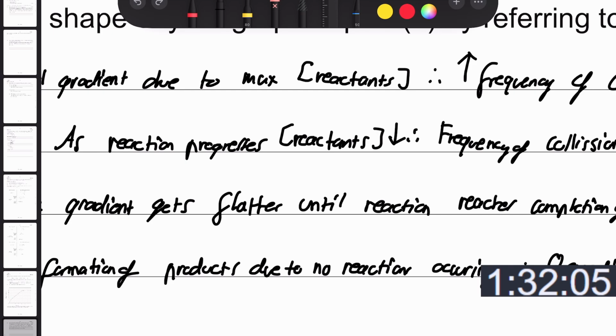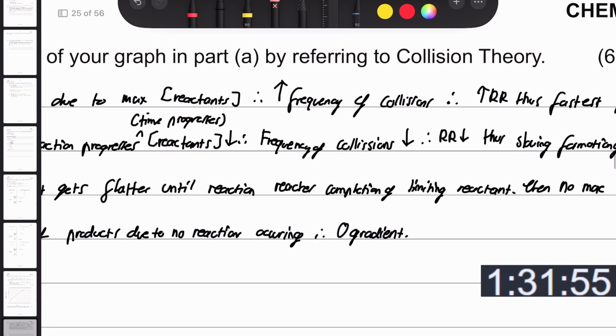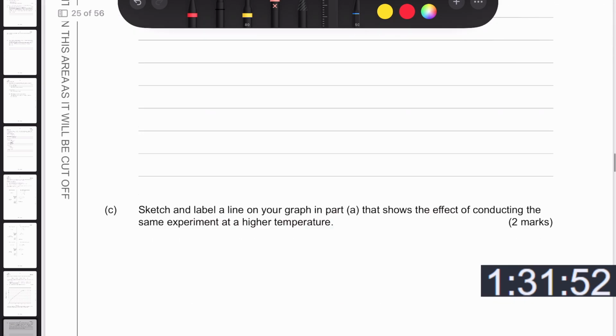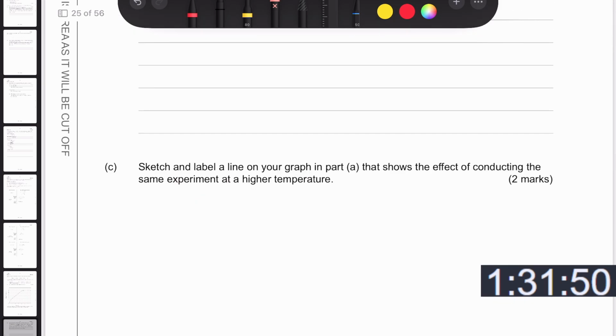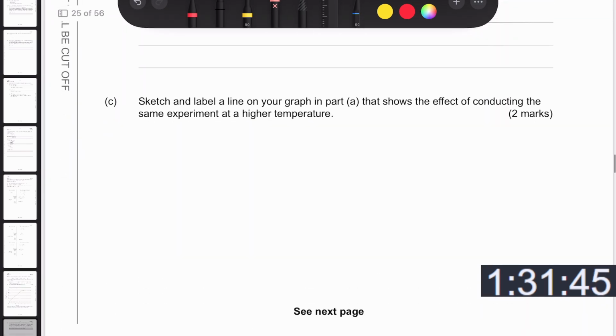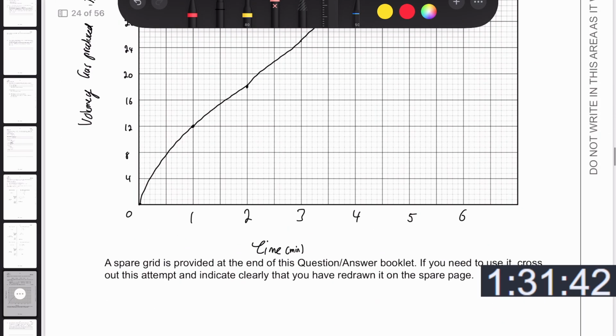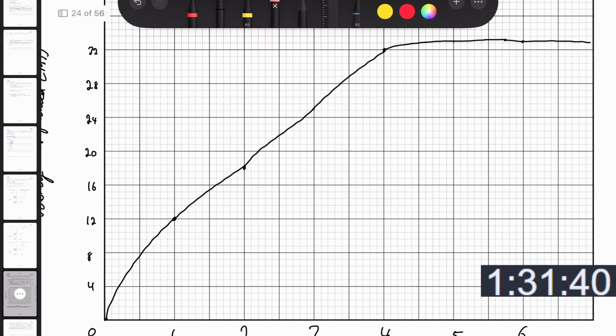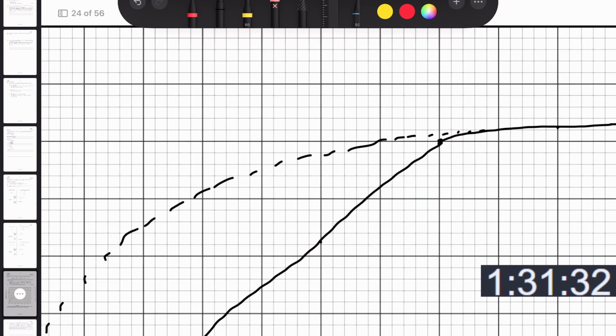Reaction progresses. I'll just put in brackets here, time progresses. Therefore, I'll do a gradient. Okay, sketch a line on the graph to show the effects of conducting the same experiment at a higher temperature. So this is like a dotted line. Oh, no, okay. Maybe I'll just do a dotted line though. So if we go to a higher temperature, then our reaction rate would just be faster, but it would still only reach up to the maximum. So the increased temperature.